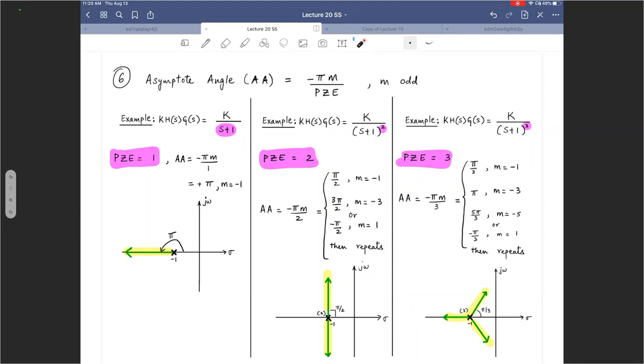Next, when the number of poles is 3, then asymptote angles are -pi m divided by 3, and you scan several odd integers of m until you see a pattern that repeats. Over here it turns out you will get 60, 180, and -60, right? So pi over 3, minus pi over 3, and pi. Those are the 3 angles, essentially straight lines that will guide your root locus.